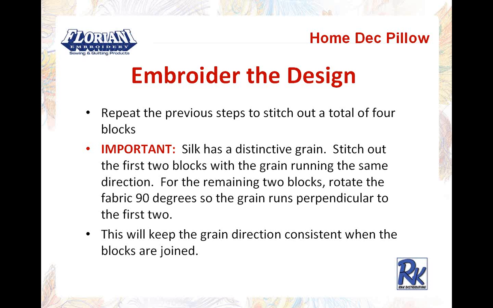But what's really important to remember is that silk has a distinctive grain. You're going to stitch out the first 2 blocks with the grain running the same direction. So in our example, it's going to be left to right. For the remaining 2 blocks, you want to rotate that fabric 90 degrees so that the grain runs perpendicular to the first 2 pieces. So again, in our example, the last 2 you'd be stitching out, the grain would be running up and down. This is really important because when we put the blocks together, this will keep the grain running the same direction across the whole pillow top. If you don't pay attention to this, your grain's going to run various directions. Your pillow's going to look kind of wonky.